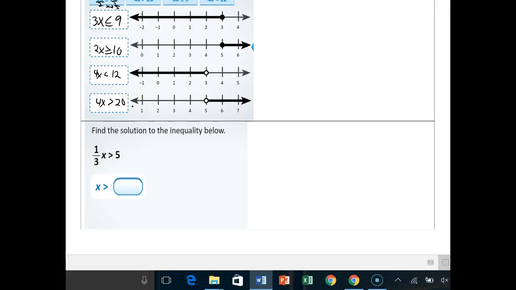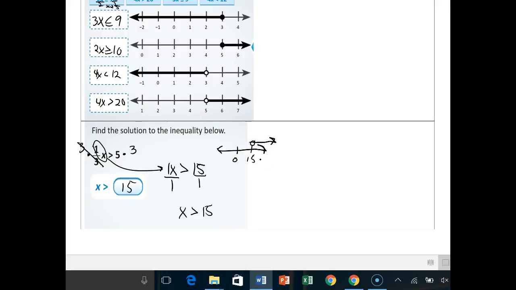All right, on this one, it looks really crazy, like, I don't know what to do, I have a fraction, we don't work with fractions. It's actually super simple. The first thing you're going to do is multiply by 3, right? And then I'm left with 1x, right? Just 1x is greater than 15. So what do I do here? I just divide by 1. So I get x is greater than 15. So my graph, excuse me, would look like an open circle at 15 pointed to everything greater or bigger than 15, right?